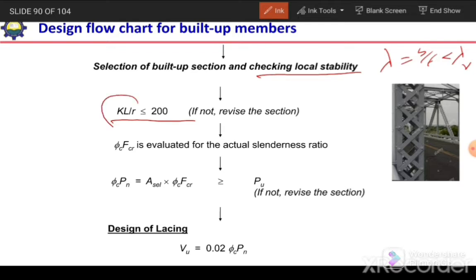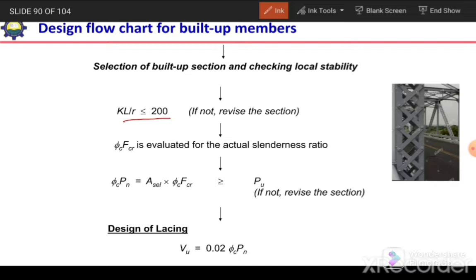The slenderness ratio in X as well as in Y direction, or we need to select the critical slenderness ratio, the largest out of the X and Y slenderness ratio. If it is less than 200, then it is okay, otherwise we need to revise the section. If it is less than 200, it means our section is globally stable.